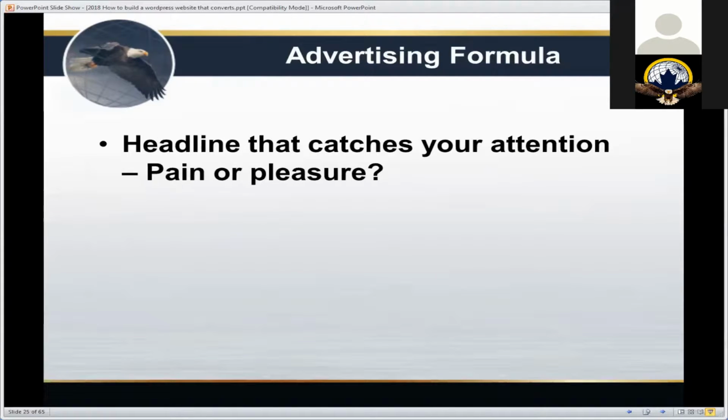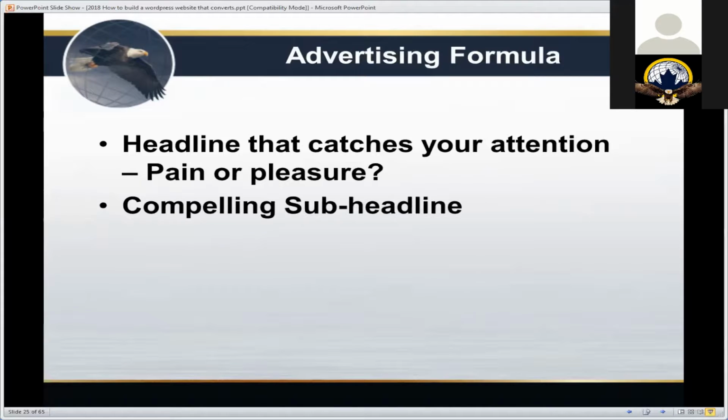So let's take a look at the advertising formula. Do headlines, do you think that they catch your attention by pain or by pleasure? Well, the answer is pain. Pain is what really causes us to pay attention, or something just outrageous when it comes to looking at a headline, something that'll capture my attention.